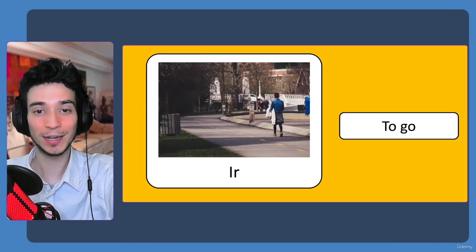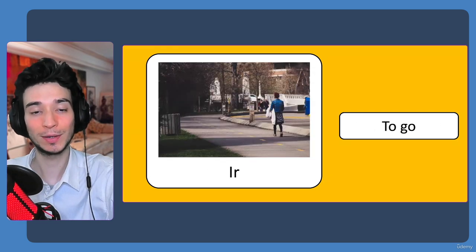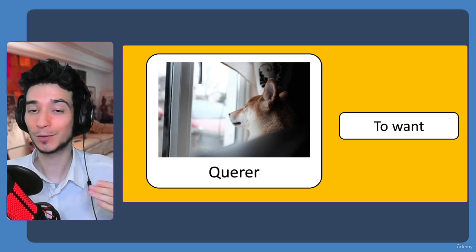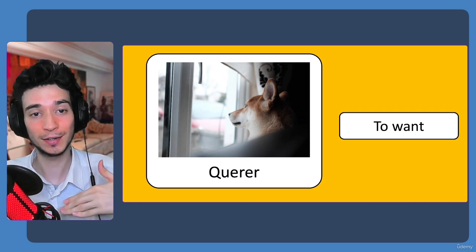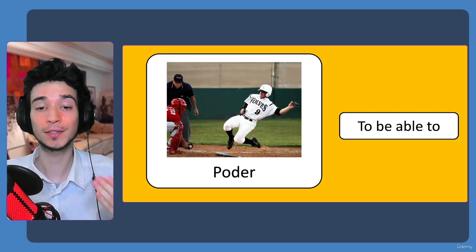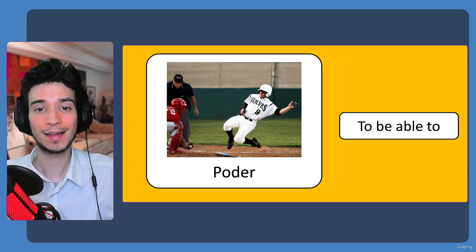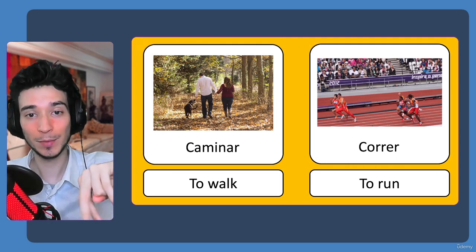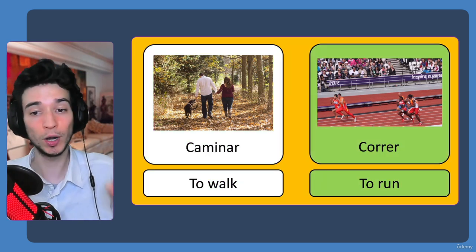Okay, let's go back to class and let's see. So we also have, for example, other ones such as querer, which means to want. And from there you conjugate yo quiero, tú quieres. You can just plug them into the conjugator for practice. We also have poder, which means to be able to. We have caminar, to walk. And we also have correr, to run.